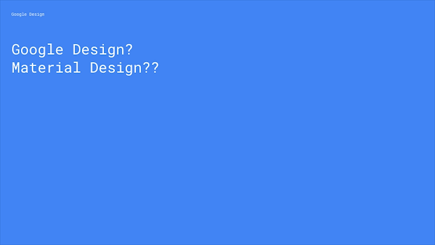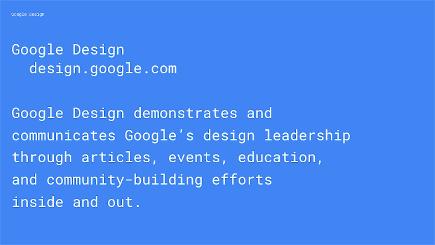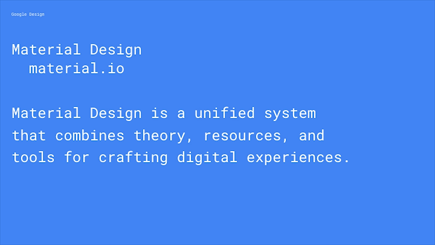Sure. So, hello. I'm Bethany. This is Rob, and we're here on behalf of Google Design. So, what is Google Design? What is material design? At Google Design, we demonstrate and communicate Google's design leadership through articles, events, education, and community building efforts. And this is actually what Rob heads up. And material design is within that effort. We consider it to be a unified design system that combines theory, resources, and tools so that you can craft really great digital experiences.